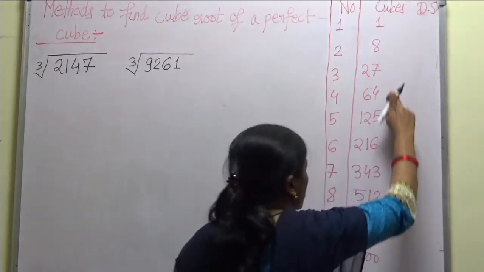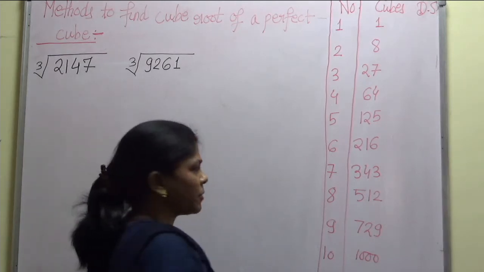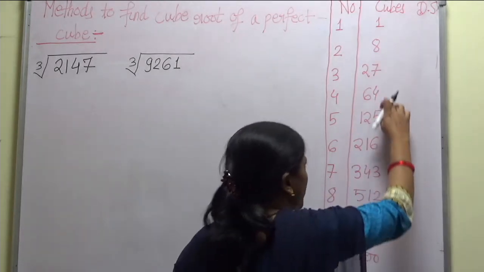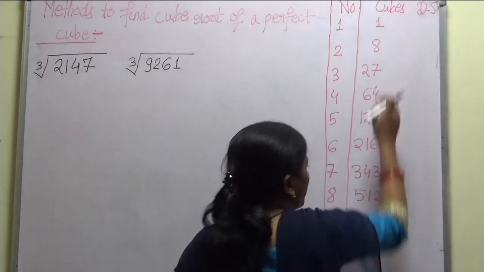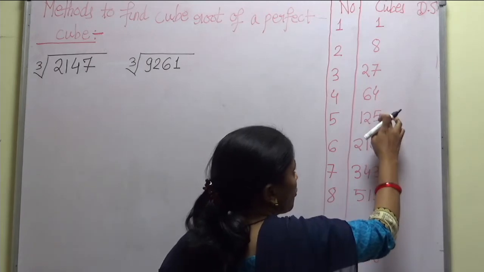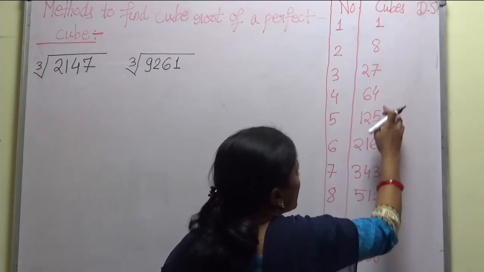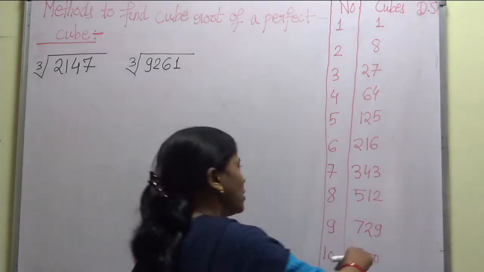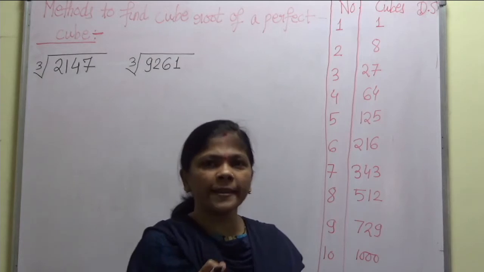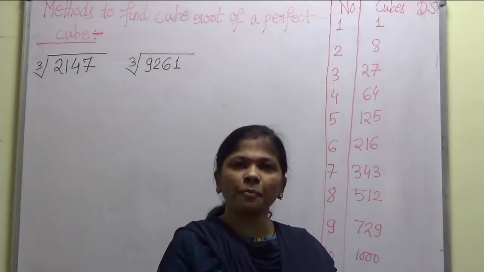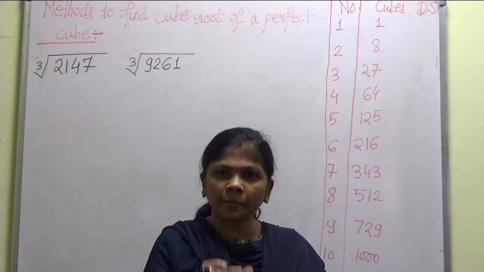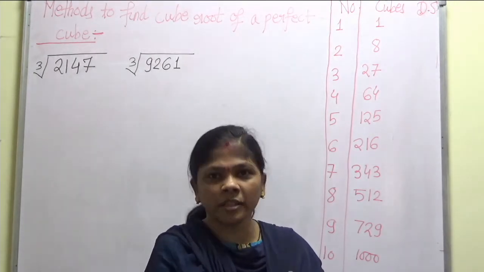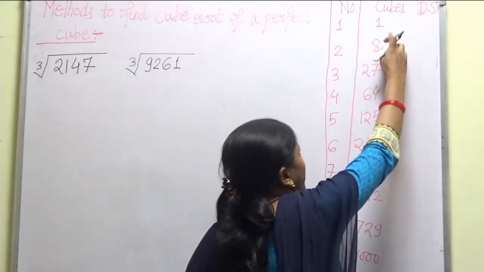Now, first observe the unit place of these cubes carefully. What we will observe is that we find all the digits in the unit place: 1, then 2, 3, 4, 5, 6, 7, 8, 9, and 0. So all the digits appear in the unit place. Just like in the case of perfect squares, where some numbers share the same unit digits, here we don't find such a case. So that is one problem.